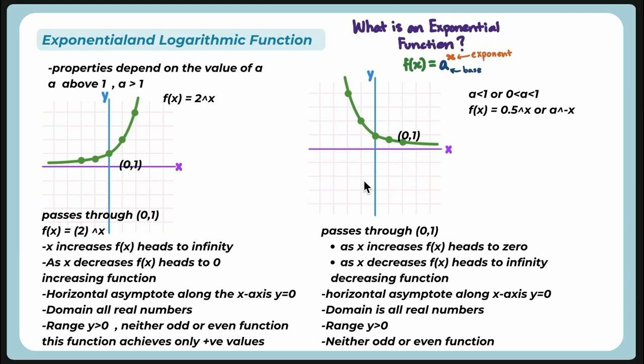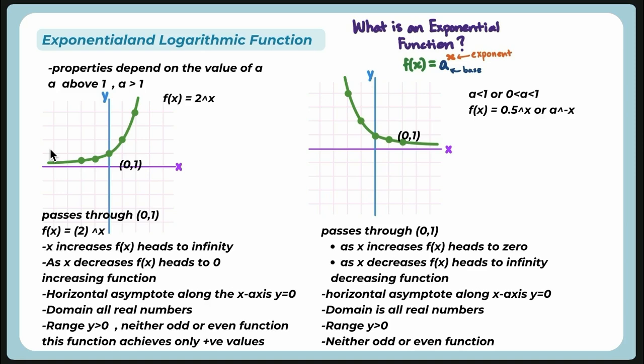Okay, so the first type of graph: if you have a greater than 1, for instance 2 to the power of x, then you would have this type of exponential function, which is increasing. It passes through 0 and 1. The equation is f(x) = 2 to the power of x. So if you substitute x = 0, your y would be 1. That's your point right here. It means that as x increases, f(x) heads to infinity. As x decreases, f(x) heads to 0. That's the property. Of course, it's an increasing function, as I mentioned.